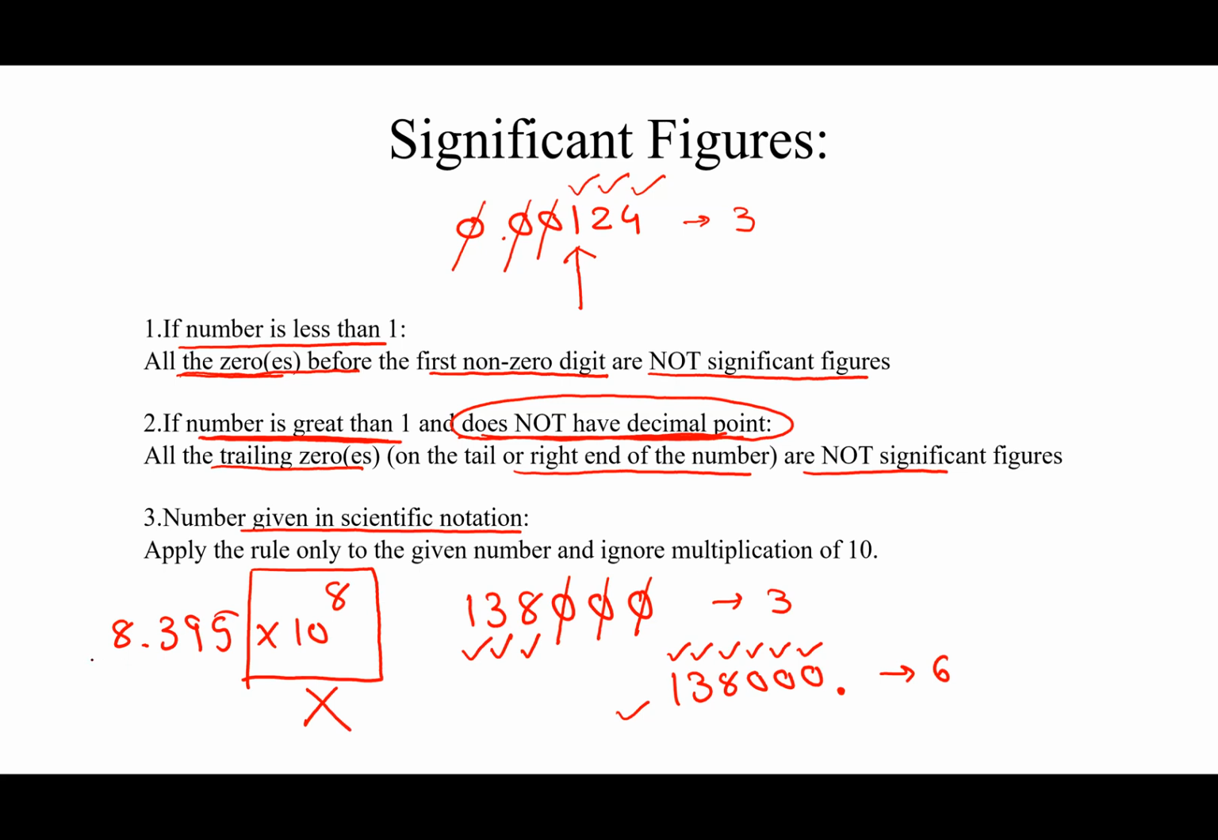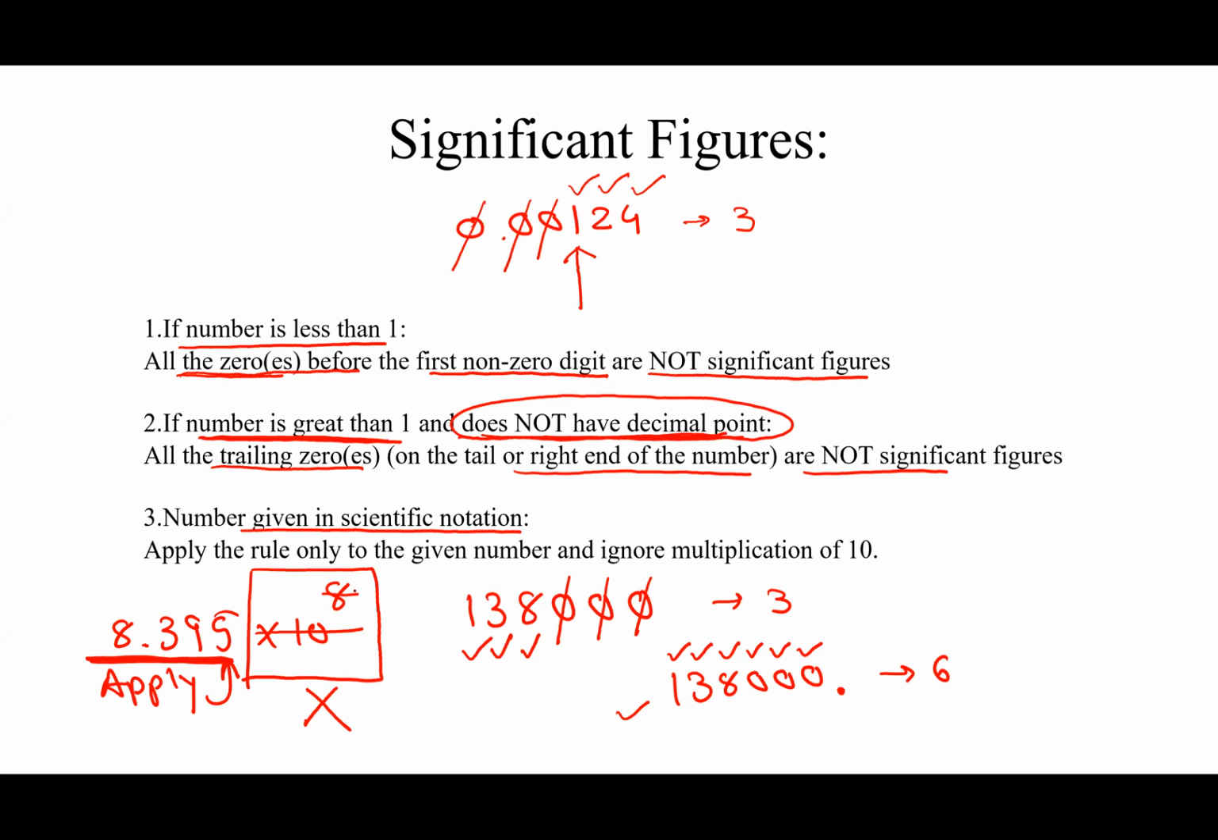All you're going to do is apply the same rule that we talked about to this number only. All right, so you apply the rule to only this number. You are not going to consider this at all. So you just forget about this, right?